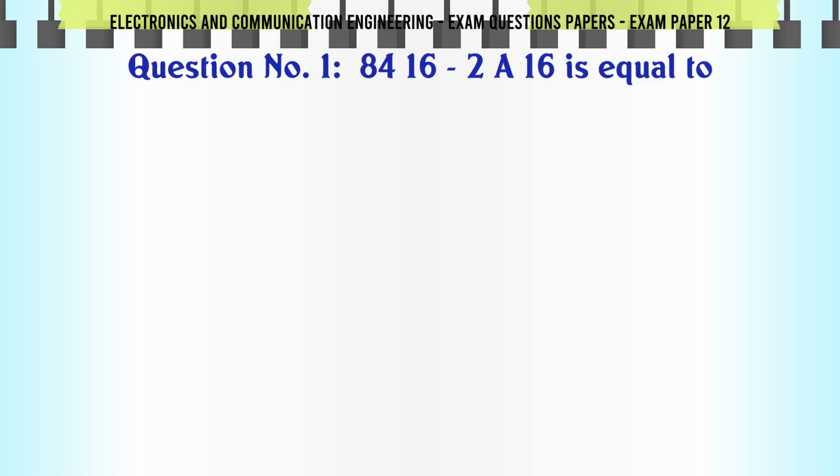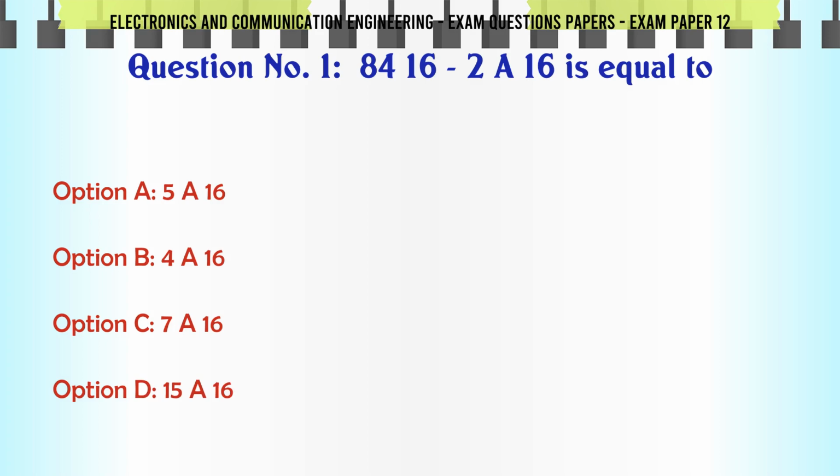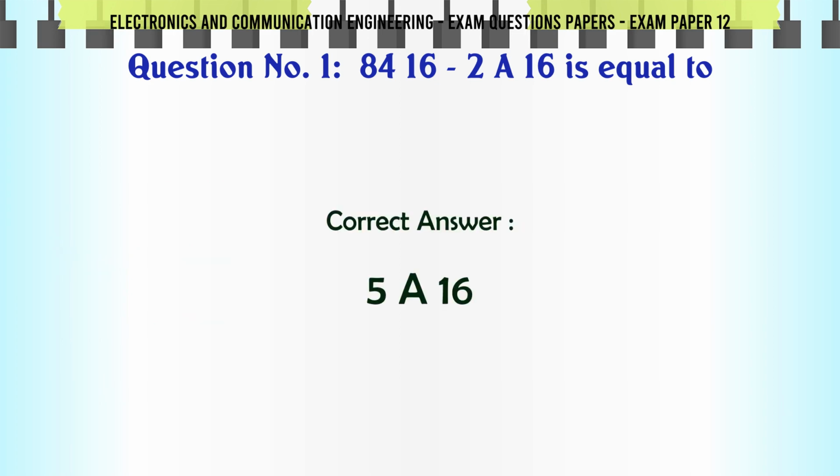8416 to A16 is equal to A5 A16, B4 A16, C7 A16, D15 A16. The correct answer is 5 A16.